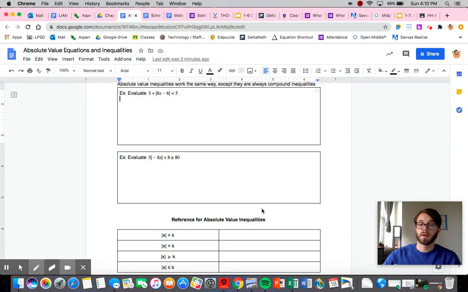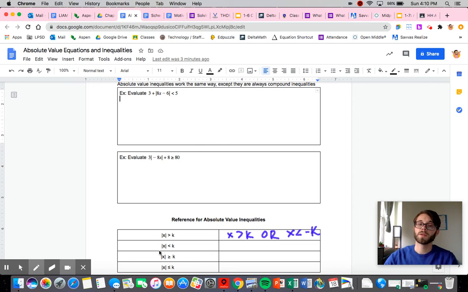All right. So we know that the absolute value of x greater than k is the same thing as x is greater than k, or x is less than negative k.